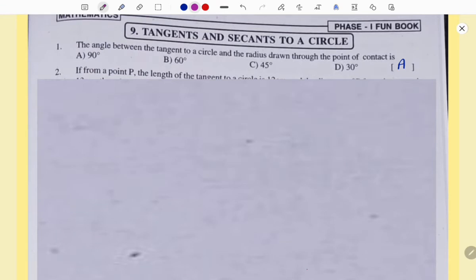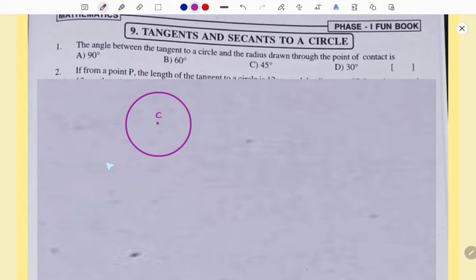Tangents and secants to a circle. Now, the first bit: the angle between the tangent to a circle and the radius drawn through the point of contact is... Now see, this is a circle, and this is the center of the circle, C.